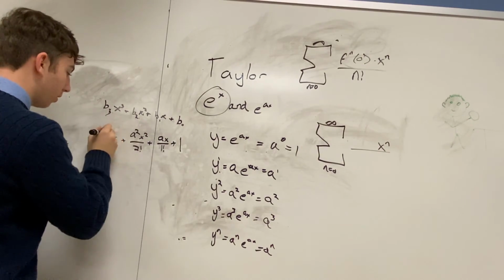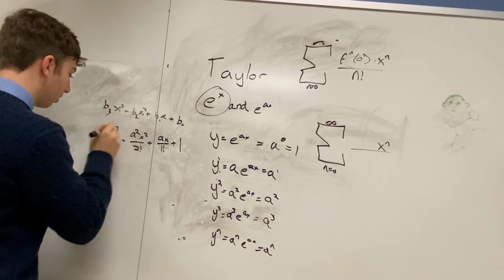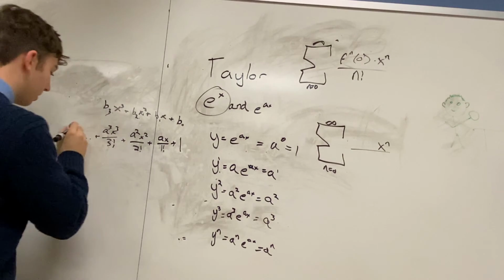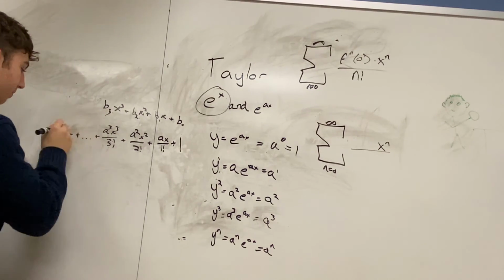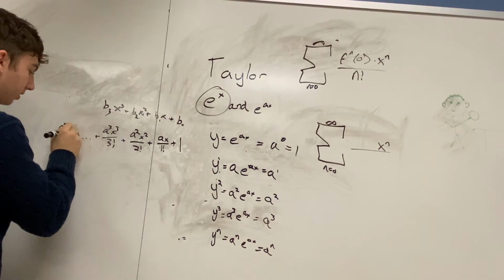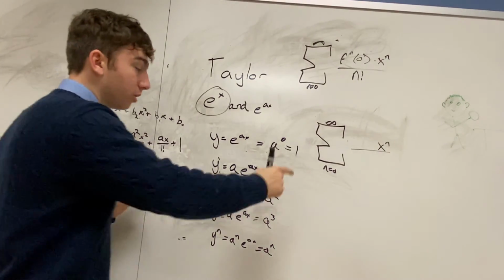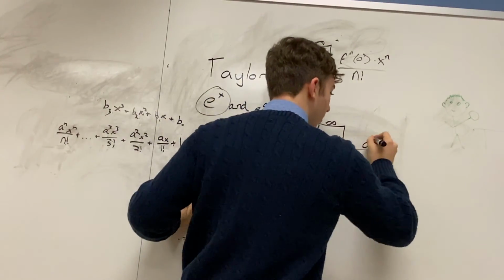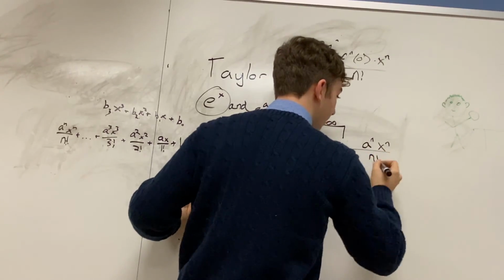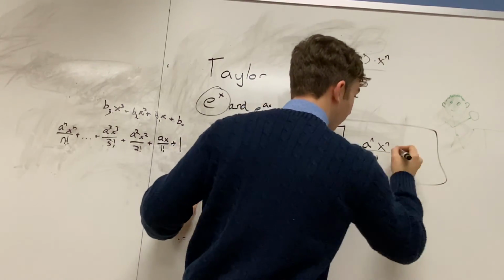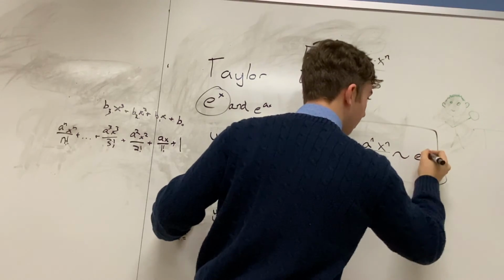3 factorial, a to the third, x to the third, plus dot dot dot, plus a to the n divided by n factorial, x to the nth. And that is what our Taylor series is going to be. So we're going to have a to the n here, we're going to have n factorial. And this, as it approaches infinity, is going to equal e to the ax.